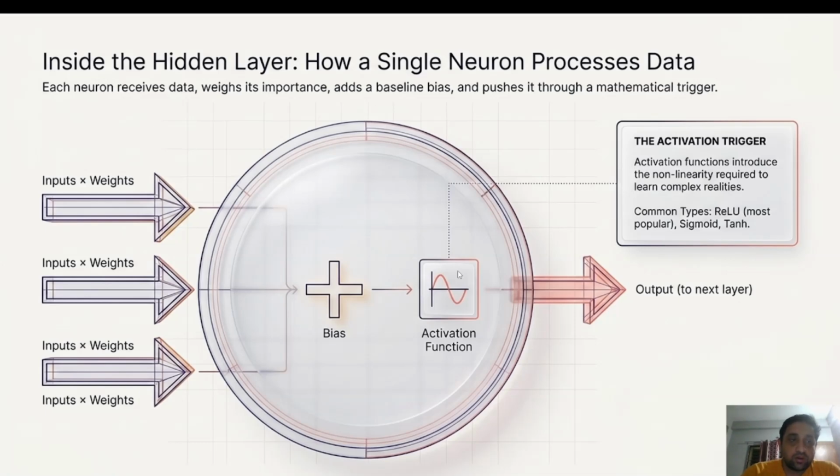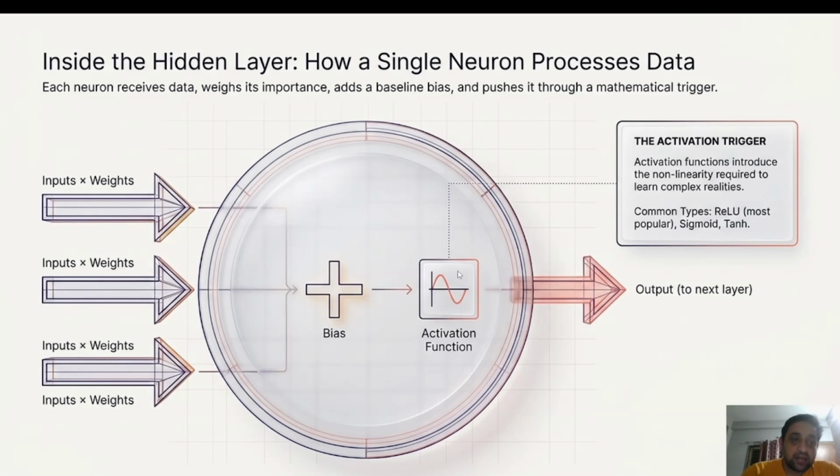A single neuron does four things in sequence. Step 1: receive inputs. The neuron receives signals from every neuron in the previous layer. Each signal comes multiplied by a weight, a number that represents how important that connection is. Strong connections have high weights. Weak ones have low weights.